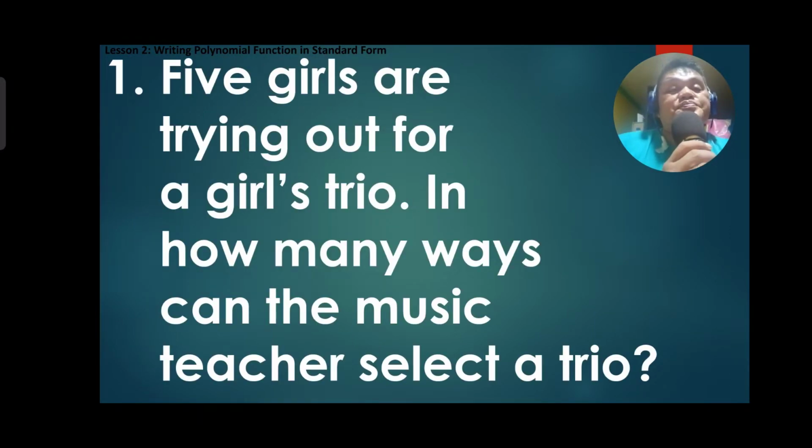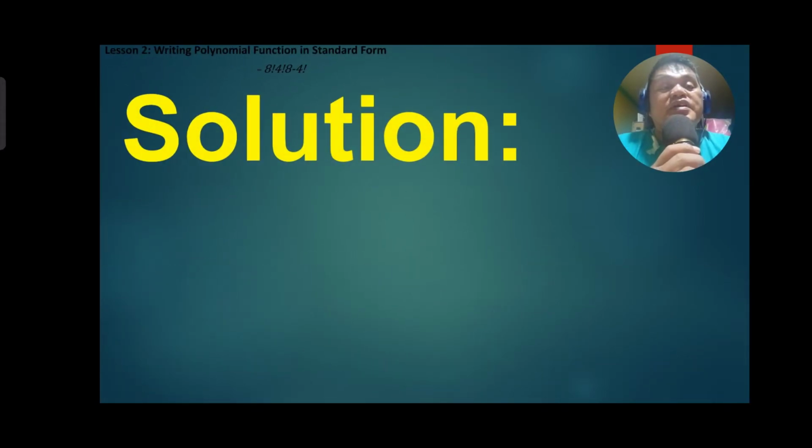Number 1. 5 girls are trying out for a girls' trio. In how many ways can the music teacher select a trio? Again, 5 girls are trying out for a girls' trio. In how many ways can the music teacher select a trio?